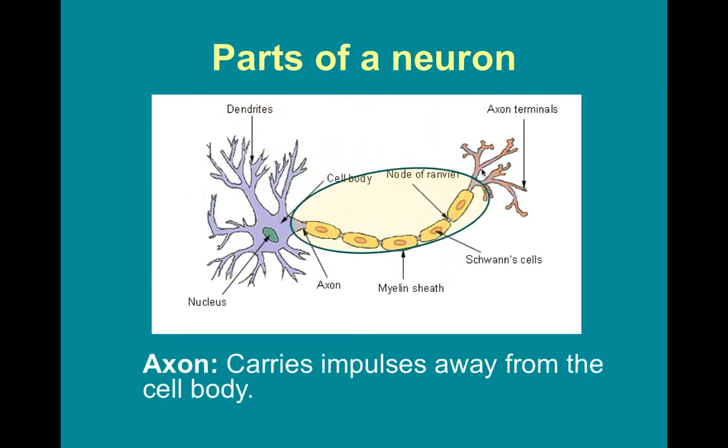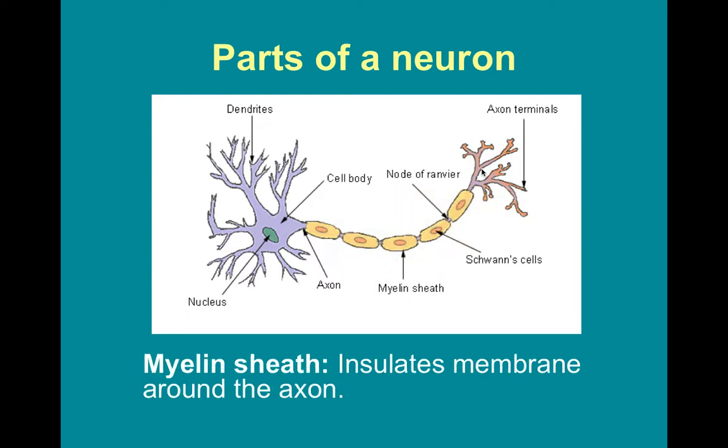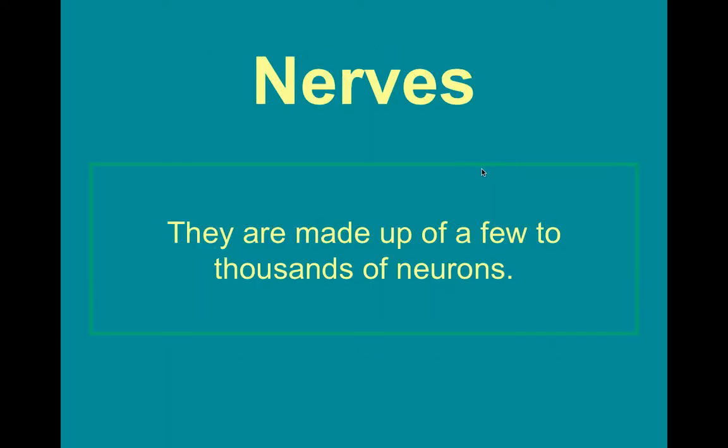The axon, which is this long part, is the longest part of the neuron, and it's that purple part underneath the yellow. It carries impulses away from the cell body. The myelin sheath, that's this yellow part, covers the axon. It's like insulation on a wire, and it makes it so that the message can go even faster. Very important. Nerves are made up of a few to thousands of neurons.